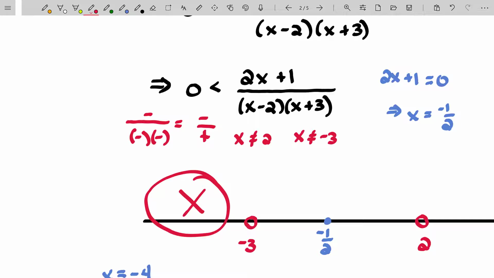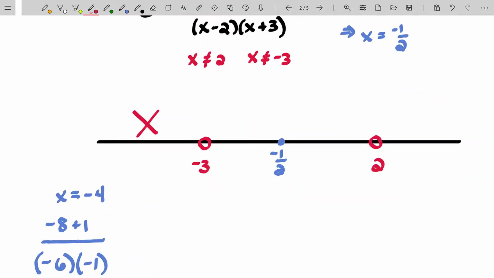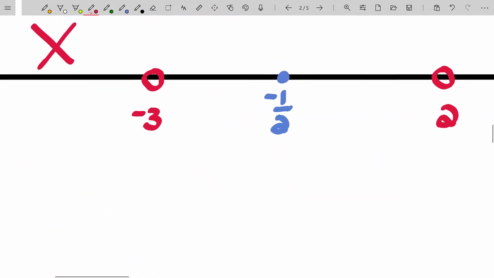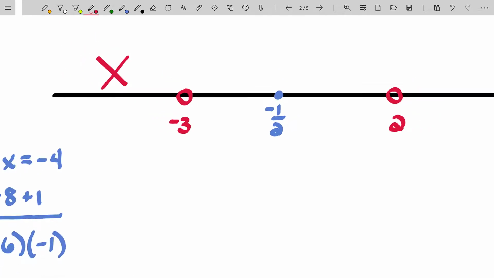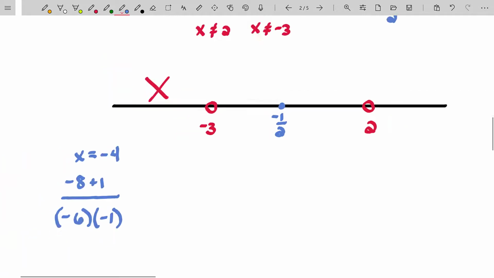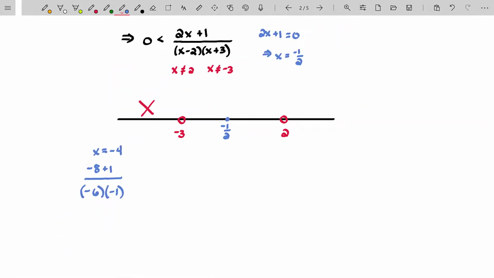So therefore I don't include that region in my solution set. Now let's pick a number between negative 3 and negative 1/2. This, I do have to pick a nice clean number, so let's pick like a negative 1. I'll zoom out a little bit to make my math a little cleaner. X is equal to a negative 1, and if you plug a negative 1 into this fraction, you will get the following. That numerator is going to be negative, the denominator is going to be negative, and negative over negative is positive.